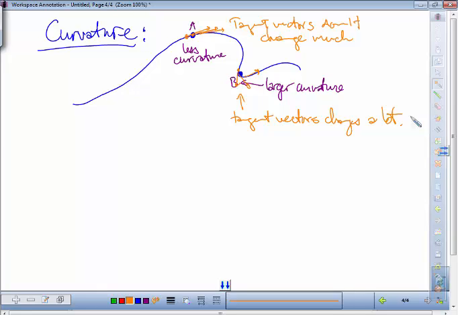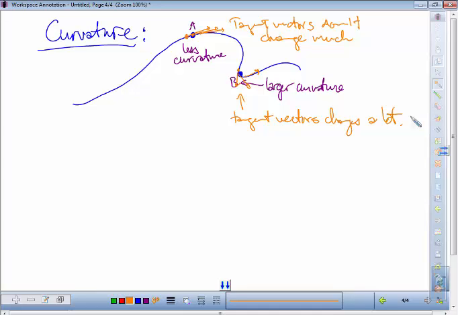Now, if we're looking at vectors, remember the vectors have a point, a length and a direction, a magnitude and a direction, right? So in this context, we're really not concerned about the magnitude. We're just concerned about how the direction changes. We want to measure how the direction changes.